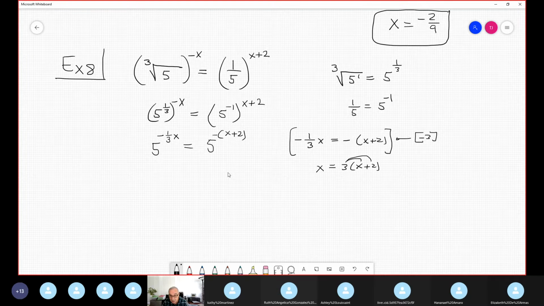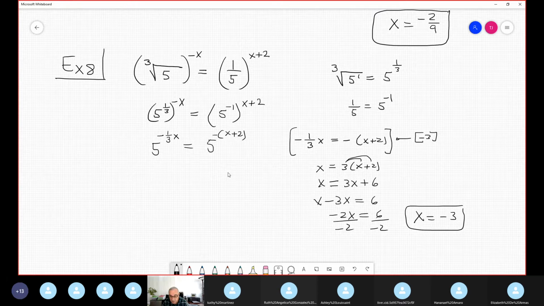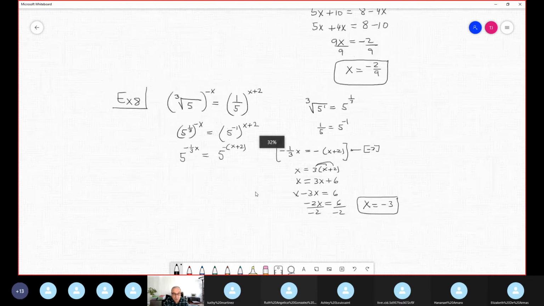Apply the distributive property. Now finally I move the minus, combine, and finally divide by negative 2. The answer is negative 3. Let me check it in my paper. Yes, that's the answer.